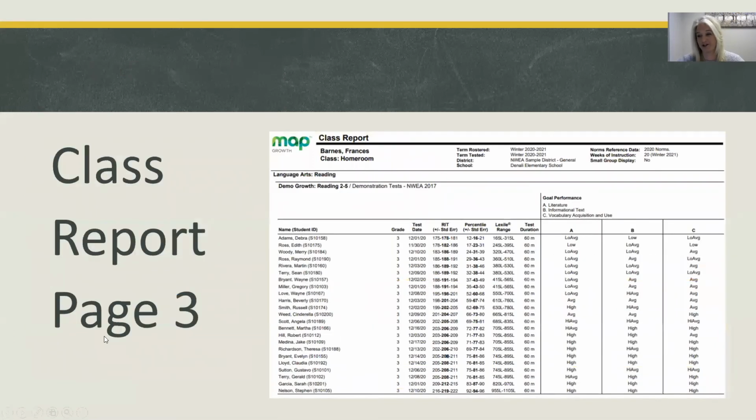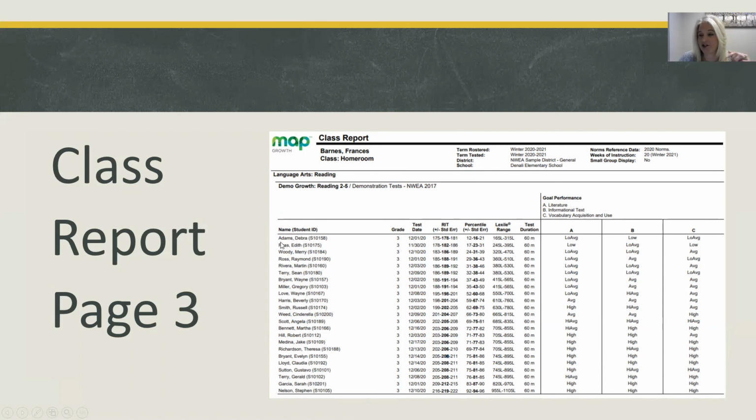Now we scroll down to page 3. And when we get to page 3, this is where we need a little bit of time, because now we see individual students. So let me tell you how page 3 is set up. All of your students are put in order from the lowest RIT to the highest RIT. So your very first student on the list is the student with the lowest RIT score, which means they have the lowest level of readiness.